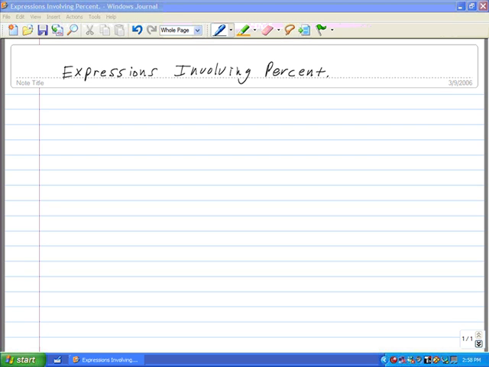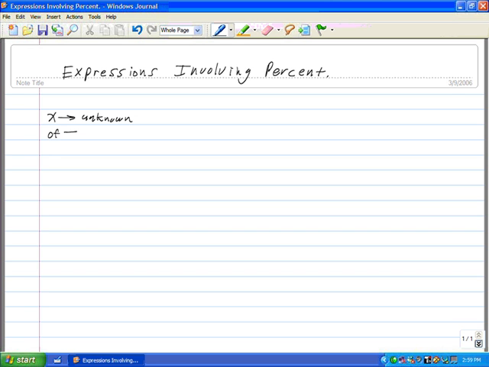Now looking at a few expressions that involve percentage, we need to remind ourselves of a couple of things. First of all, the variable, very often we're going to use an X, represents the unknown value that we're going to be searching for. One other vocabulary item, remember that the "of" typically involves multiplication, and that means multiplication with percentages in our particular situation.